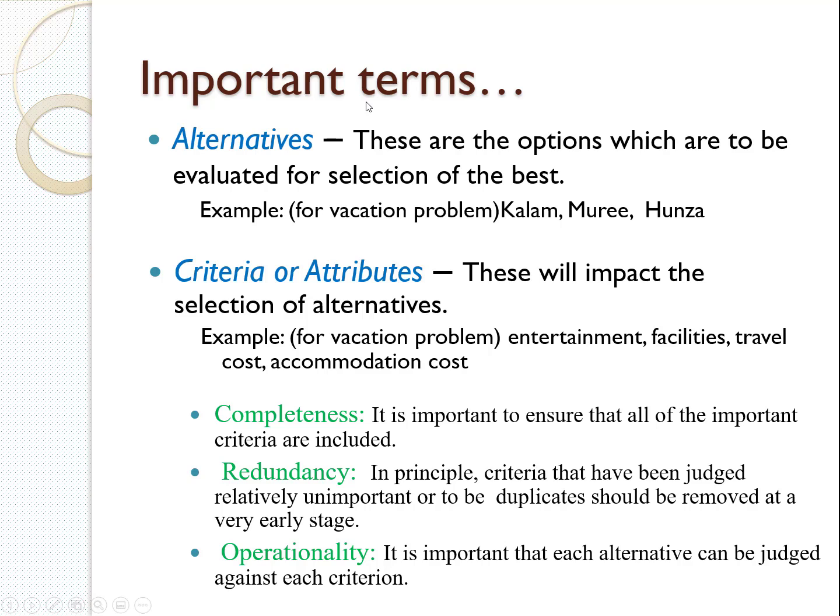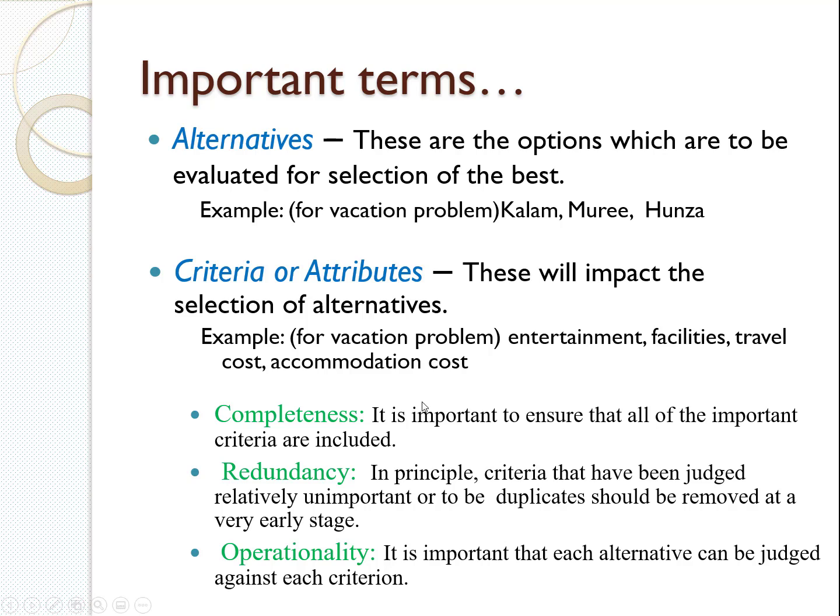As we have already discussed, alternatives are the options which are to be evaluated for selection of the best. In the current example, Ali has 3 different alternatives: Kalam, Mari, and Hunza. Criteria or attributes will impact the selection of alternative. For the vacation problem: entertainment, facilities, travel cost, accommodation cost. These are the 4 criteria which Ali wants to consider.